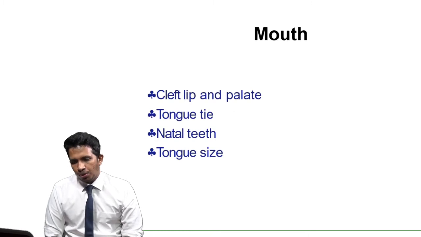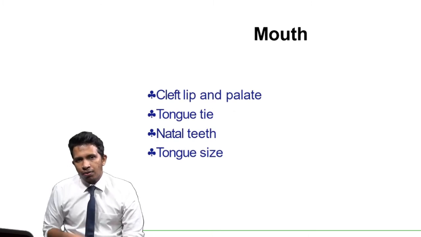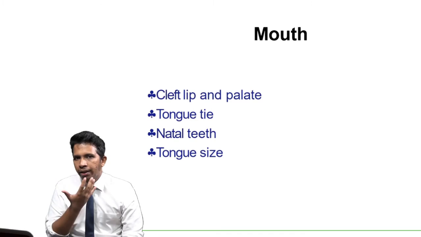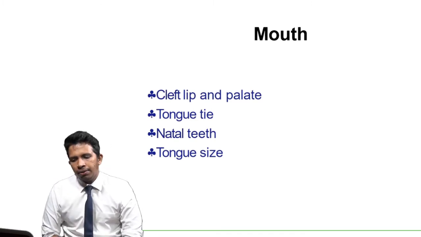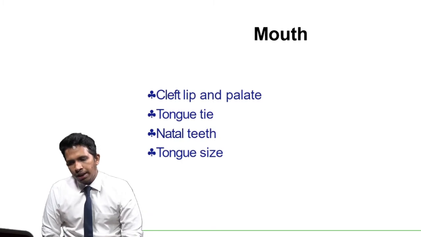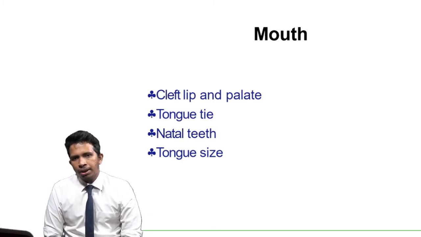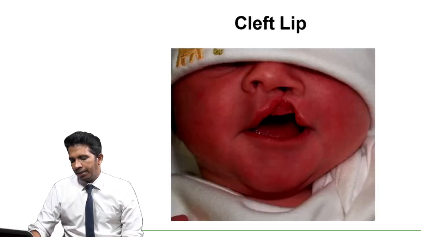Now we go to the mouth. When we're looking in the mouth, we start from the lips, then we go in, we check the palate, then we check the tongue, and then we check the teeth. So we have the cleft lip. Common conditions that we have to look out for are cleft lip and cleft palate.